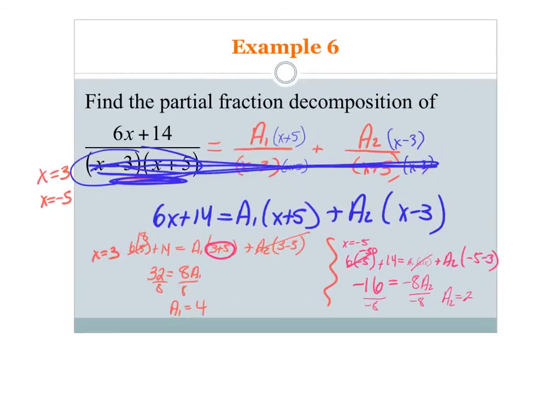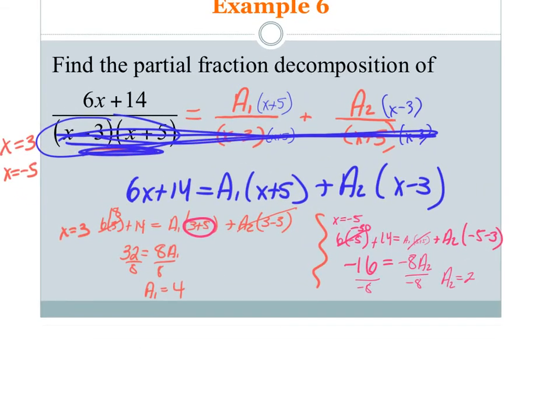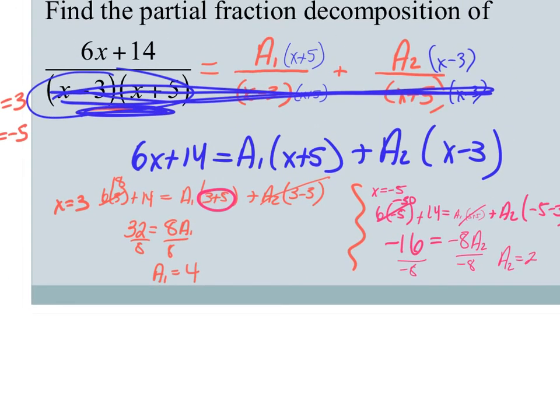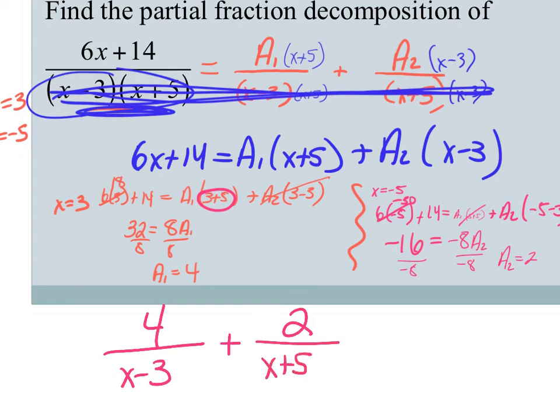So now you guys are like, well, okay, what's the big deal? Now what do I do? Then we go back to the original. Remember when we split it apart, and we had a sub 1 over x minus 3 and a sub 2 over x plus 5? You just put it there. So you have 4 over x minus 3 plus 2 over x plus 5. That is this decomposed.